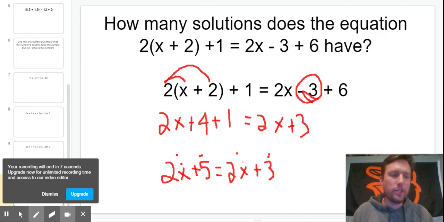So today, what I want you to do is work through these types of problems and determine how many solutions each equation will have.